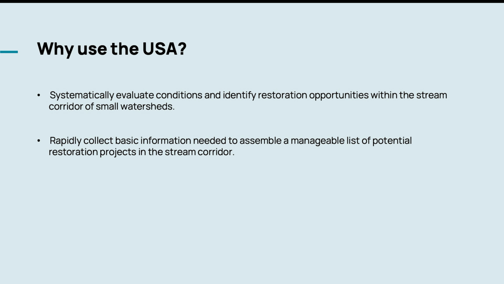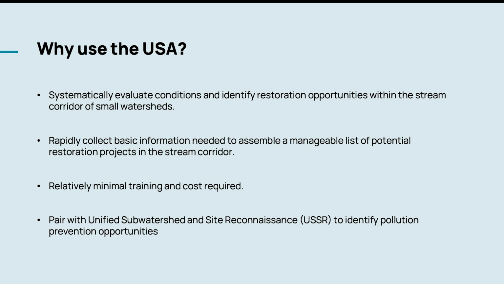It takes up relatively little time for all the data you're able to get out of it, and it's inexpensive and doesn't require much training. There's also a sister assessment to the Unified Stream Assessment called the USSR, or Unified Watershed and Site Reconnaissance. This one is used outside of the stream corridor in more upland areas to look at pollution sources and restoration potential there. Together they give you a full picture of your watershed, your sub-watershed. But due to time constraints, we'll only be talking about the USA.